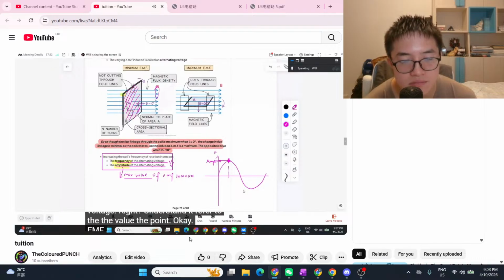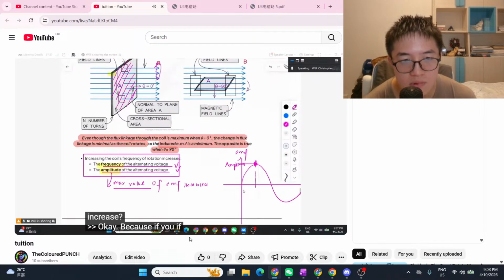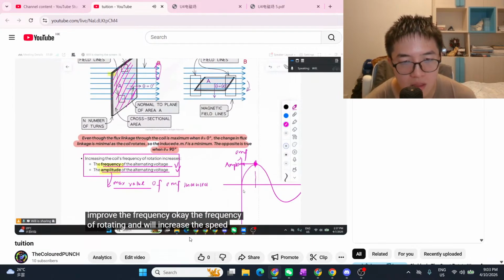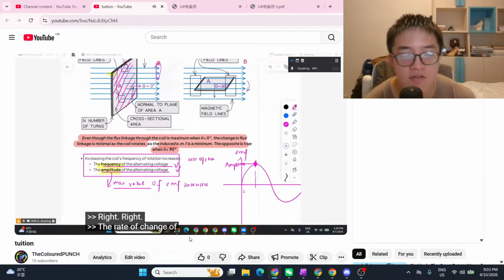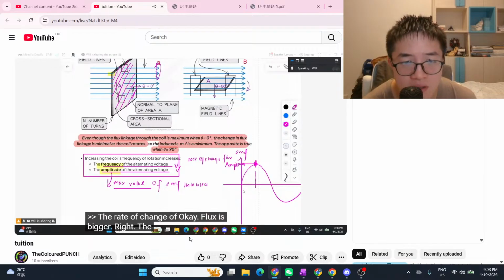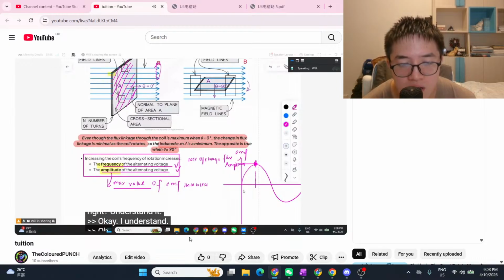But why, if the frequency of rotation increases, does the amplitude increase? Because if you increase the frequency of rotating, you increase the speed. They rotate faster, so the rate of change of flux linkage is bigger. The bigger the rate of change of flux, the bigger the induced EMF. Understand that? So they have a relationship like this.